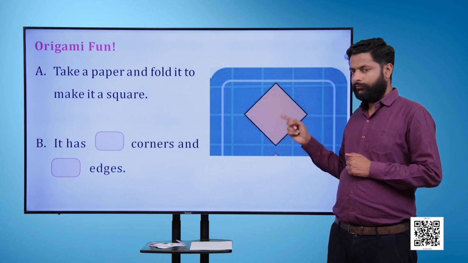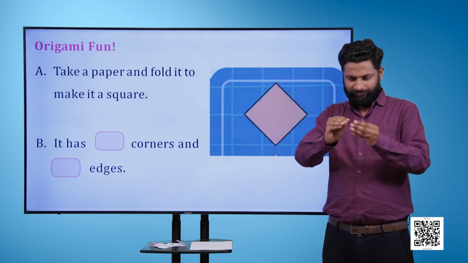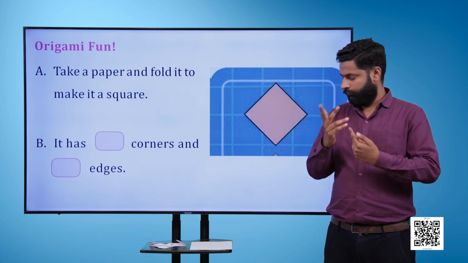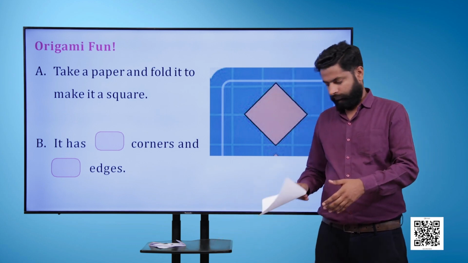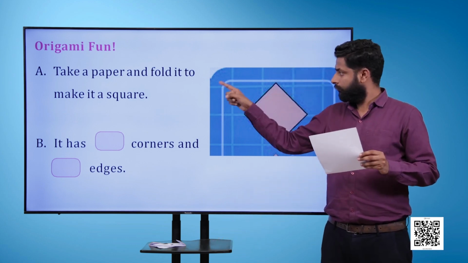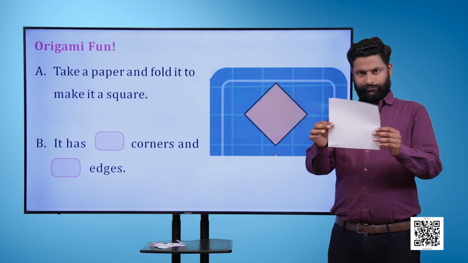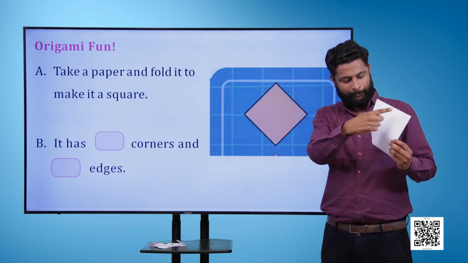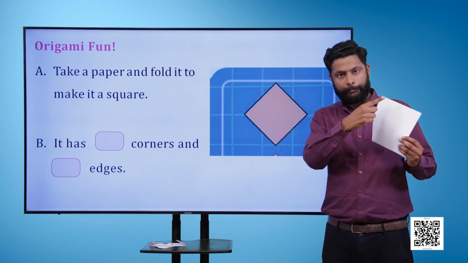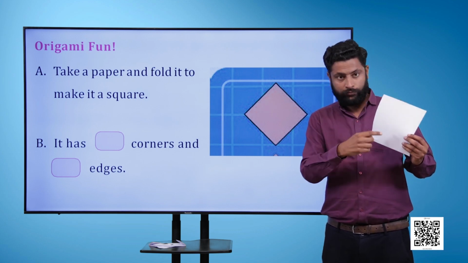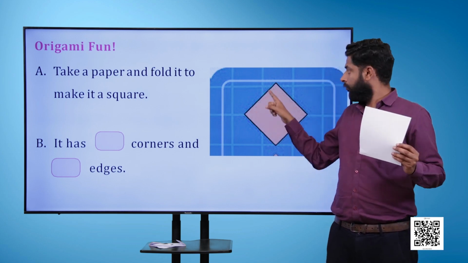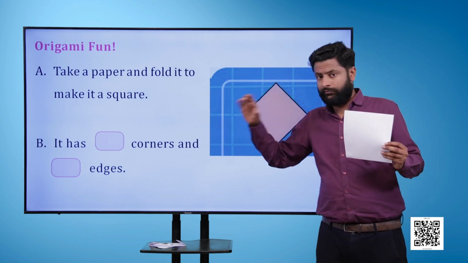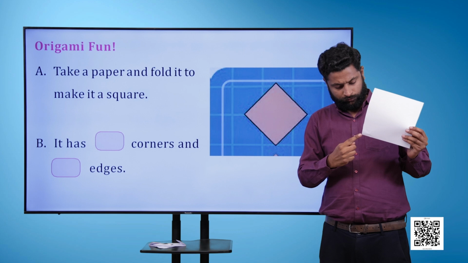Origami fun! We have an image here where a square paper is folded as per the instructions. A. Take a paper and fold it to make it a square. B. It has blank corners and blank edges.